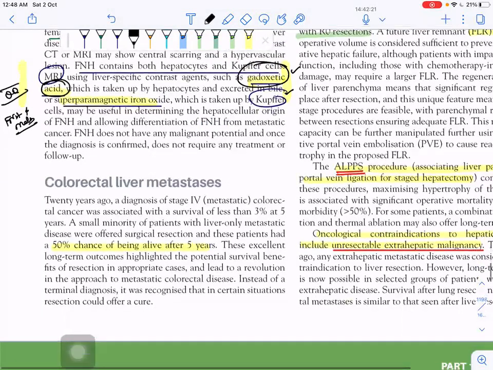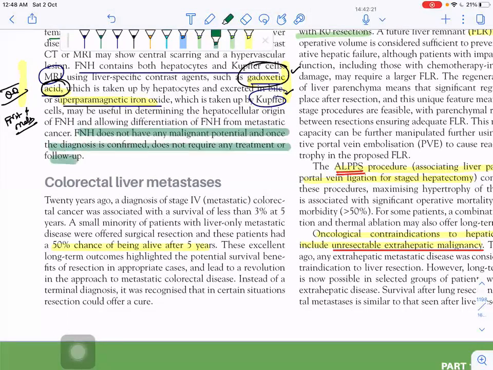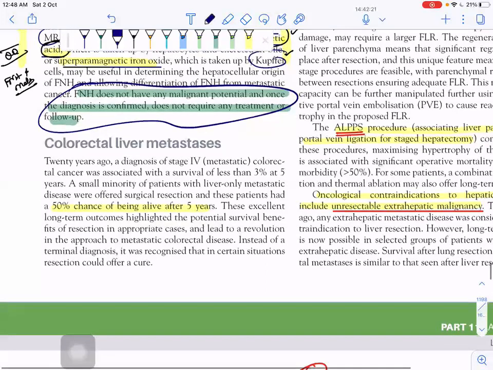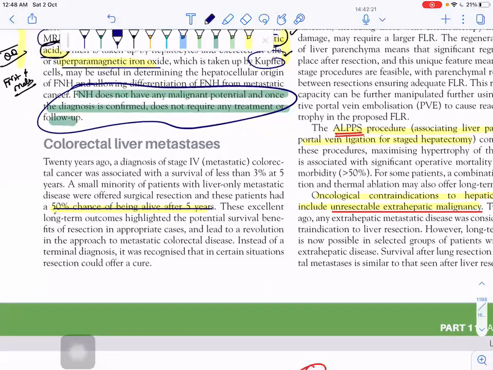And the main thing is FNH does not have malignant potential. Once the diagnosis is confirmed, it does not require any treatment or follow-up. Okay, so colorectal liver metastasis: 50% chance of being alive after 5 years.